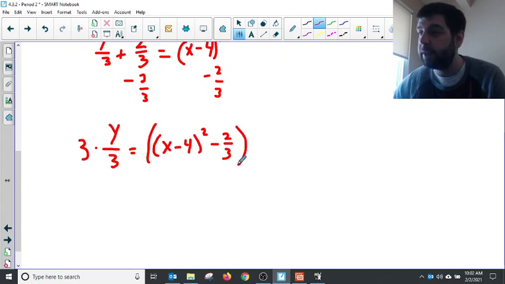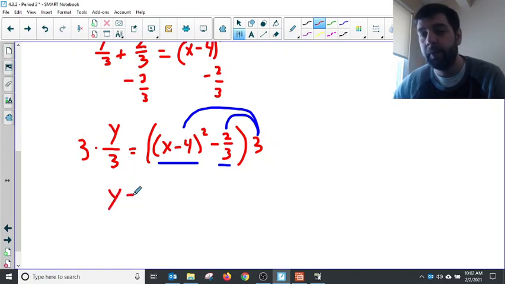Now this right side has 2 terms in it. That's a term, that's a term. So this 3 is going to distribute to both of those terms. Over here, the 3's just cancel, so we're left with y. 3 times this quantity, I don't distribute into this quantity. Distribute means multiply, but I would have to square before I can distribute the 3 in. So I just leave the 3 on the outside. It's good because it fits the form anyway. 3 is a. And then 2/3 times 3 is minus 2.